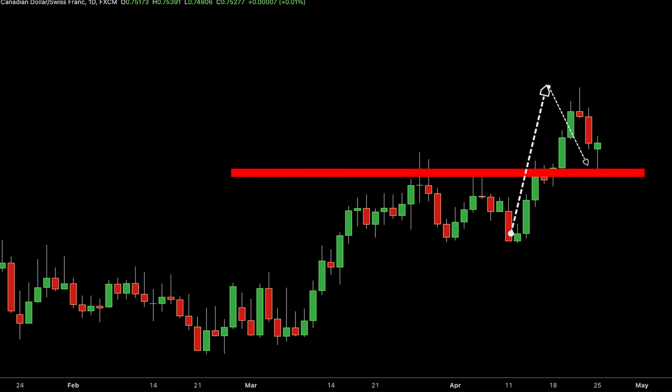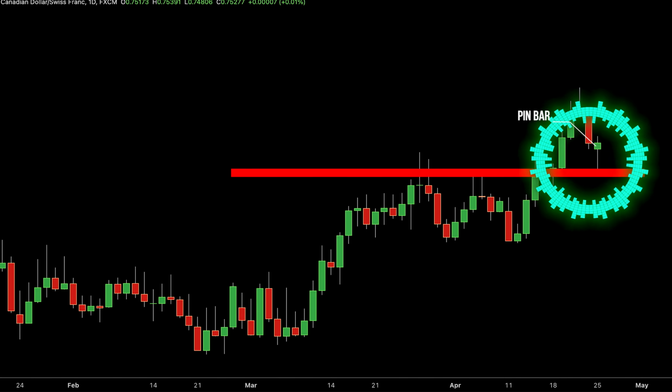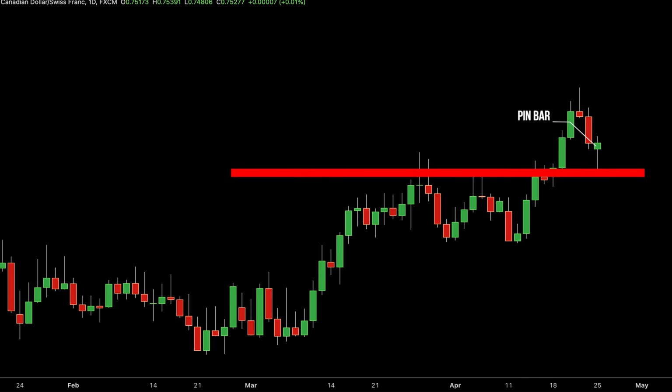When the price reaches this level, it's crucial to determine if it's a pullback or a breakout. This is where the third component of our strategy comes into play. As you observe here, when the price reached this level, a remarkable pin bar candlestick pattern emerged, rejected from this level. This specific Japanese candlestick pattern serves as our entry signal. It signifies the end of this pullback and the start of a new upward move.